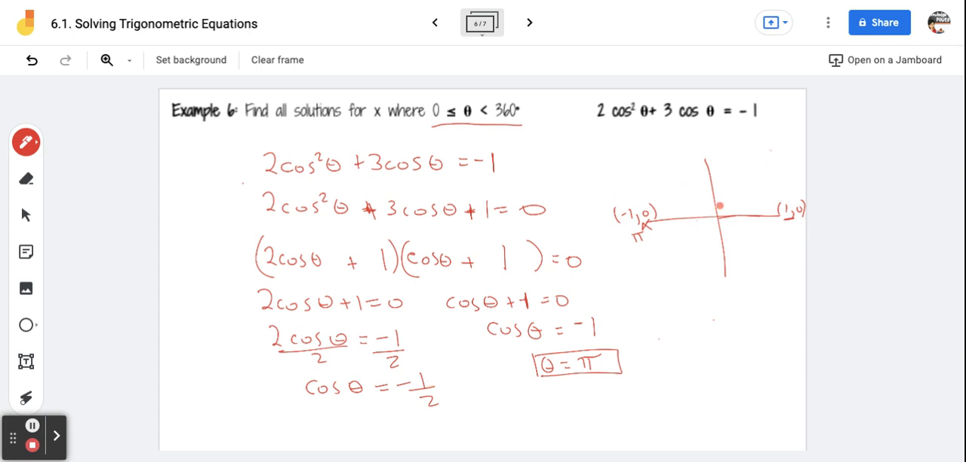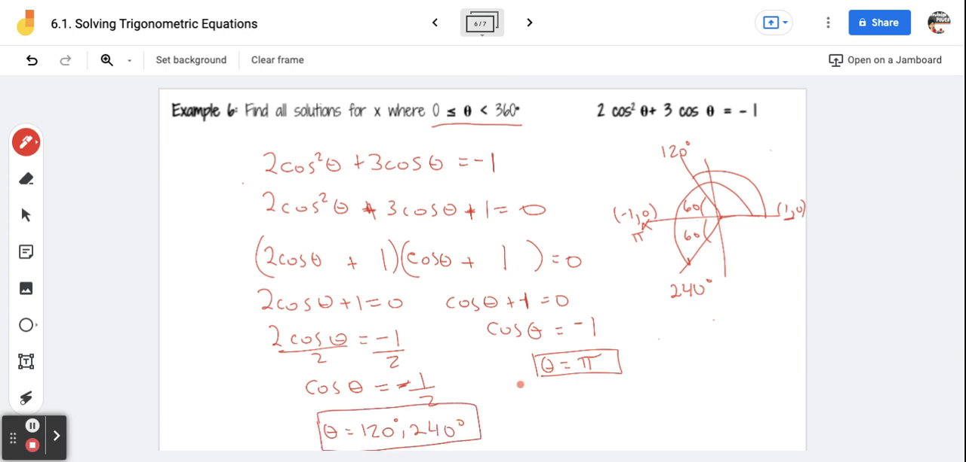All right, where does cosine equal -1/2? Well, cosine equals -1/2 when the reference angle is 60 degrees, but it's -1/2 in quadrants 2 and 3. So it's a 60-degree reference angle there and a 60-degree reference angle there. This would be 180 minus 60, so 120. This would be 180 plus 60, which would be 240. So this would be true when theta is 120 or 240. All right, so there's 3 solutions to that.